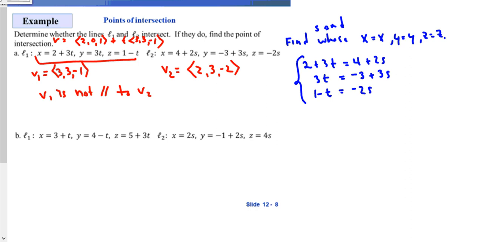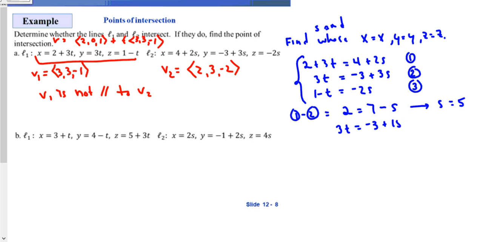Okay, so let's just do elimination. I'm going to take equation 1 and subtract equation 2. Equation 1 minus equation 2 would be 2 equals 7 minus s. So that tells me that s is equal to 5. Well, if s is equal to 5, I can get from equation 2 that 3t has to be minus 3 plus 15. So that means that t is equal to 4.